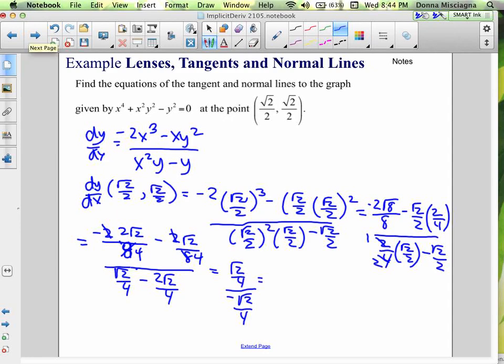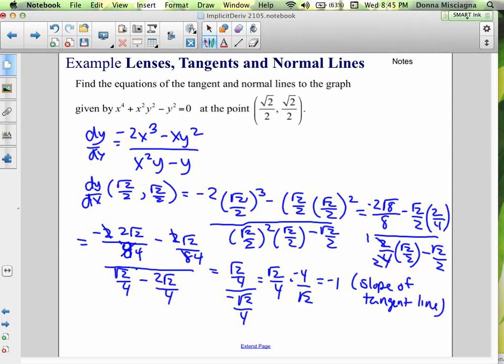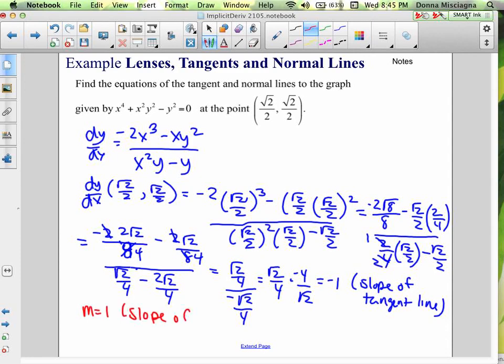Let's simplify that. Dividing by a fraction is the same as multiplying by the reciprocal: square root of 2 over 4 times negative 4 over the square root of 2. And boy, doesn't that reduce pretty darn nicely. That's a negative 1, so that's the slope of the tangent line. The slope of the normal line would just be 1. After all that reducing, it was just negative 1 and 1.